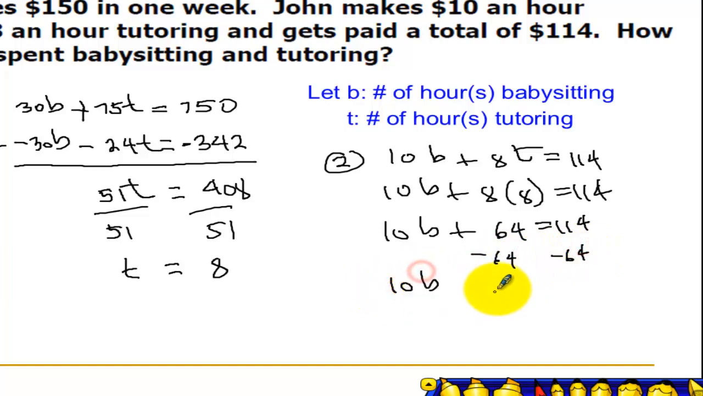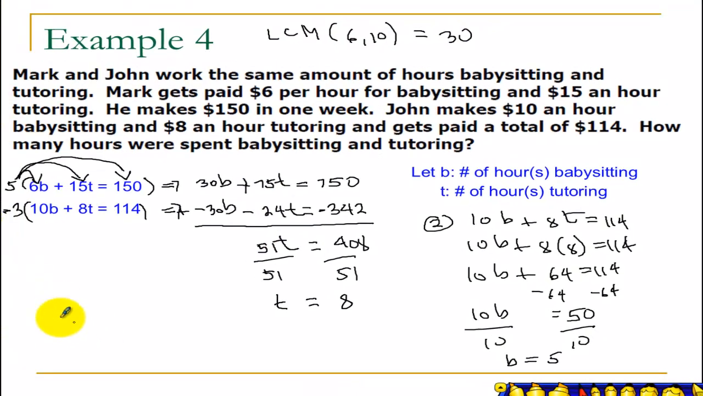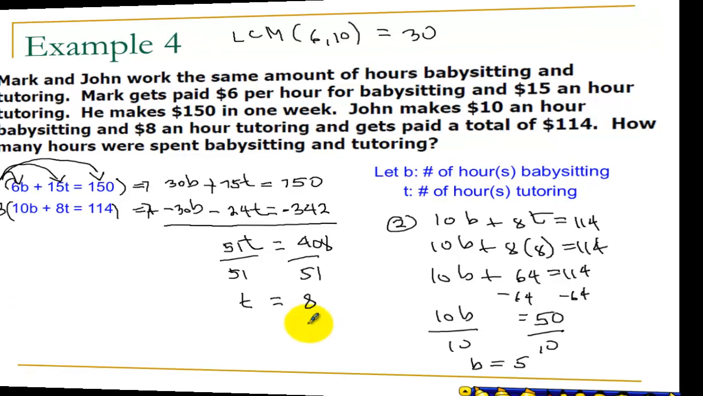We are going to get 10b equals 50. Divided by 10, divided by 10, we are going to get b equals 5. So, the number of hours spent for babysitting will be 5 hours, and the number of hours spent for tutoring will be 8 hours. And of course, do not forget to verify your answer.